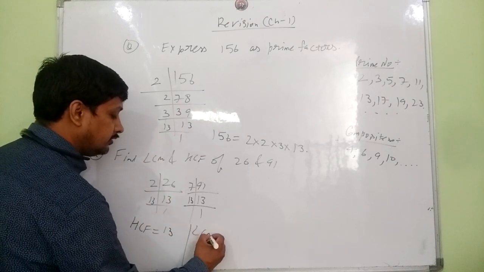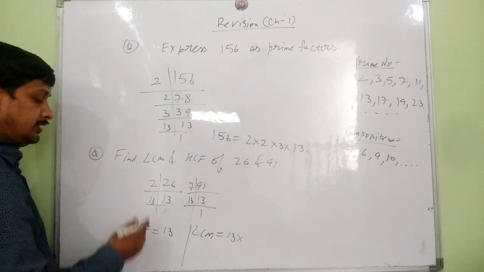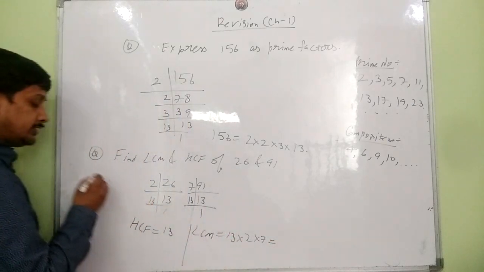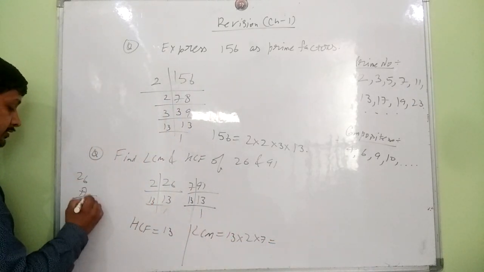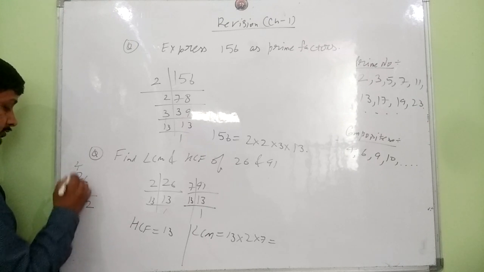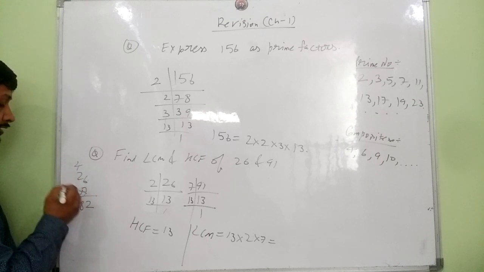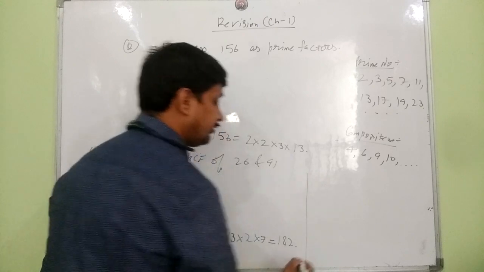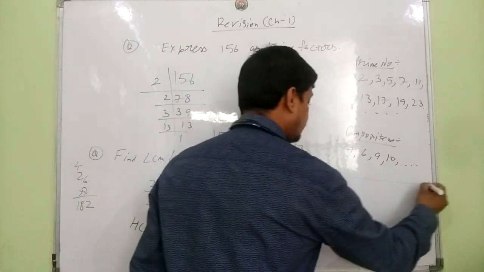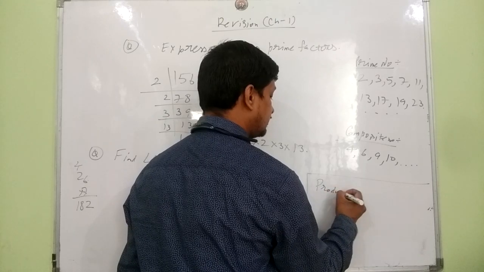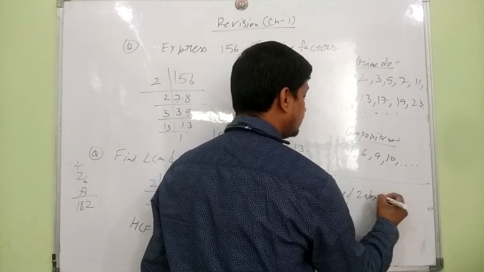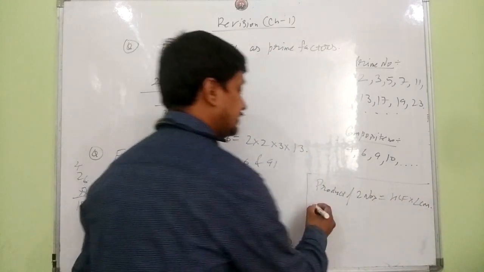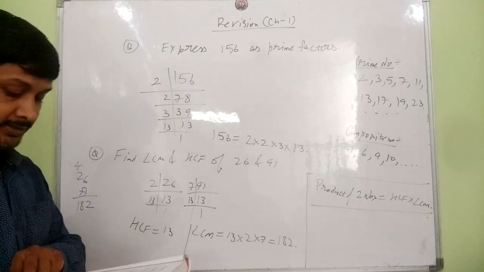And for the LCM, you will take the common factor first, which is 13, then the other factors, which are 2 and 7. So 13 times 2 is 26, and 26 times 7 is 182. Okay, so this is your answer. One more thing you have to keep in your mind: we have a relation that the product of two numbers is always equal to the product of their HCF and LCM. So this formula also you have to keep in your mind.